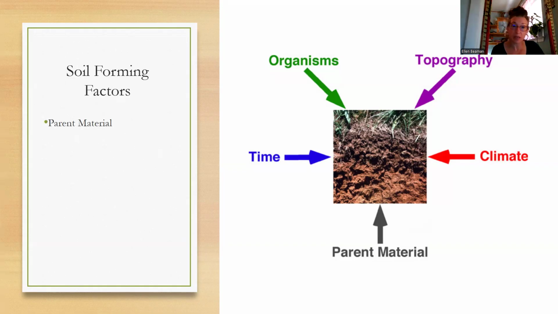So the first is parent material. Here in Central Texas, on the west side of I-35, we're on a lot of limestone. We're on a lot of caliche. So our parent material is high pH limestone.